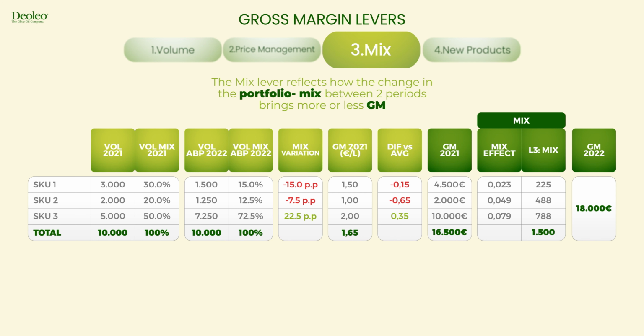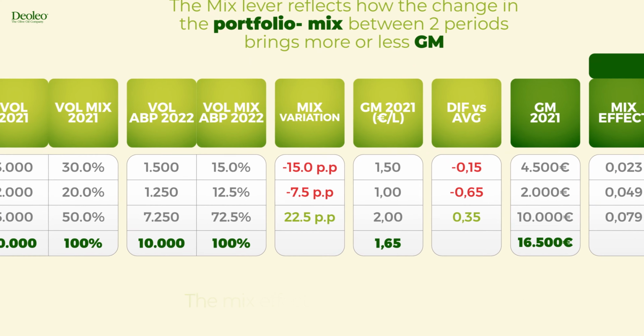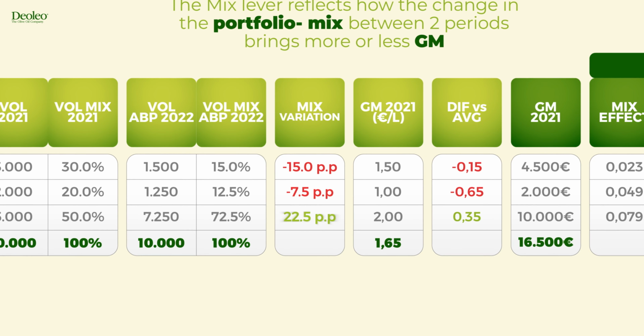In order to understand the contribution of each product to this mix lever, first we need to know the mix effect of each SKU. The mix effect calculates how much the weight variation of each SKU, considering its profitability, contributes to the total gross margin. When we say weight variation, it means the difference of weight of each SKU inside the portfolio between years. In other words, the new portfolio mix.